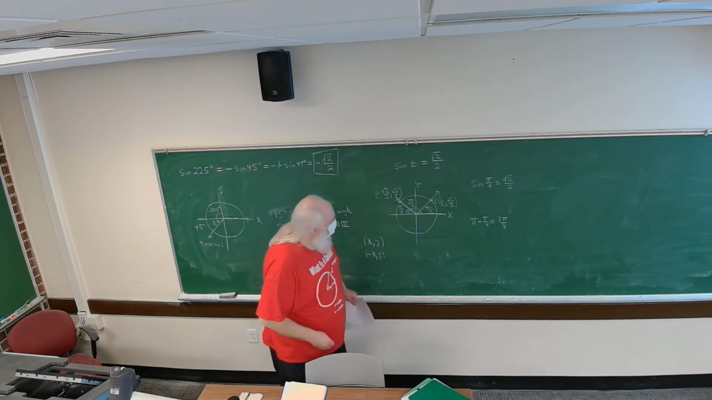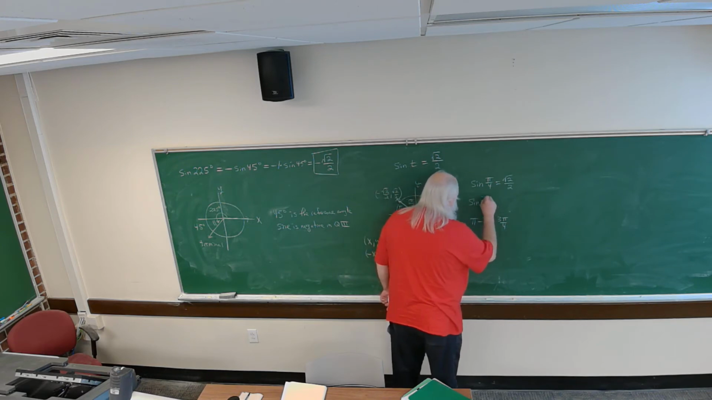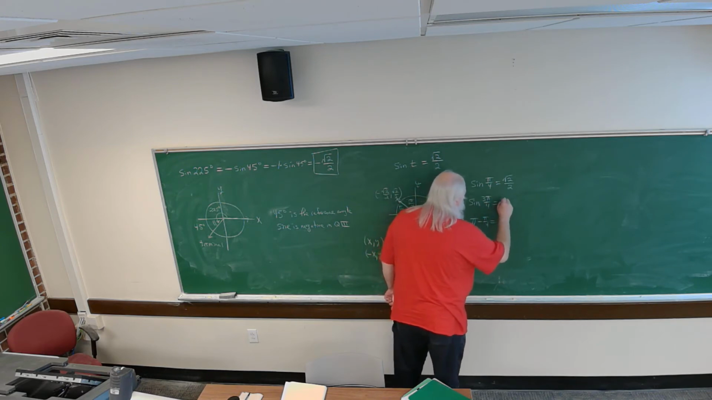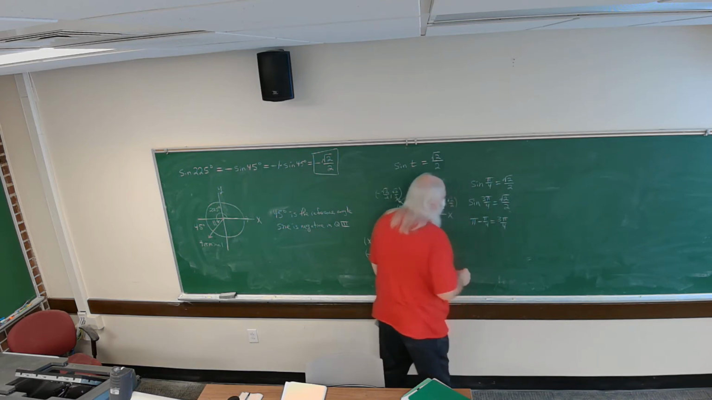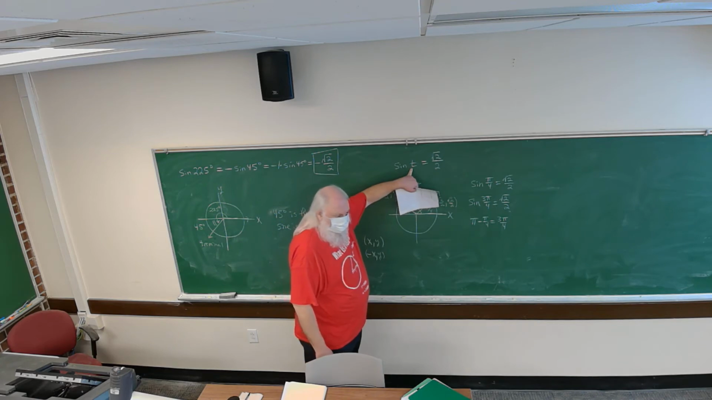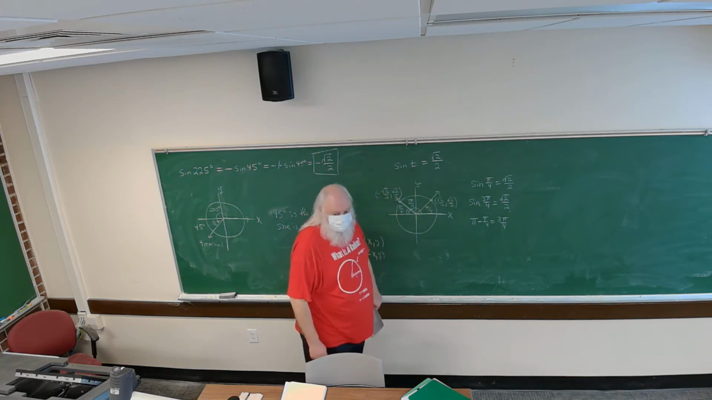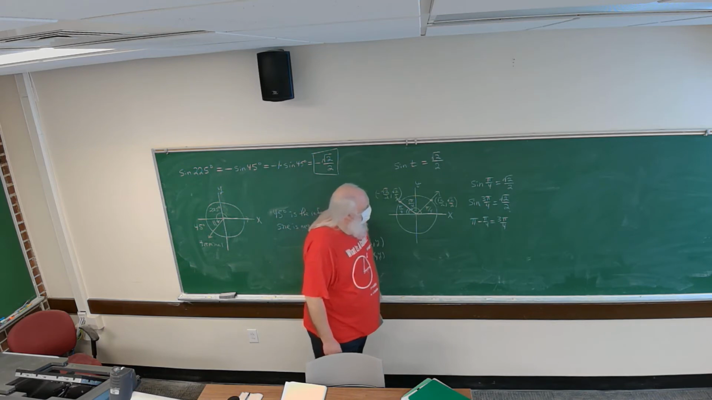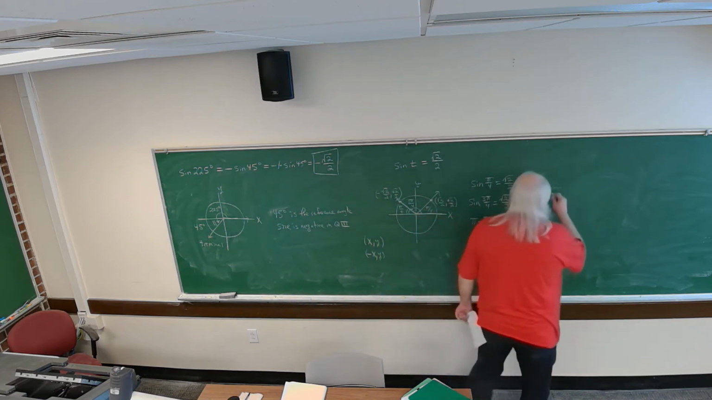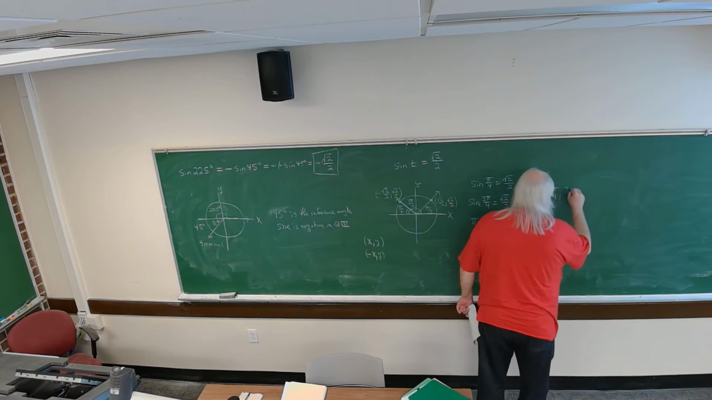Okay. So the sine of 3 pi over 4 is equal to square root of 2 over 2. So those are the two angles between 0 and 2 pi where the sine of each of those angles is equal to square root of 2 over 2. So the solution to this problem is t equals pi over 4 and t equals 3 pi over 4.